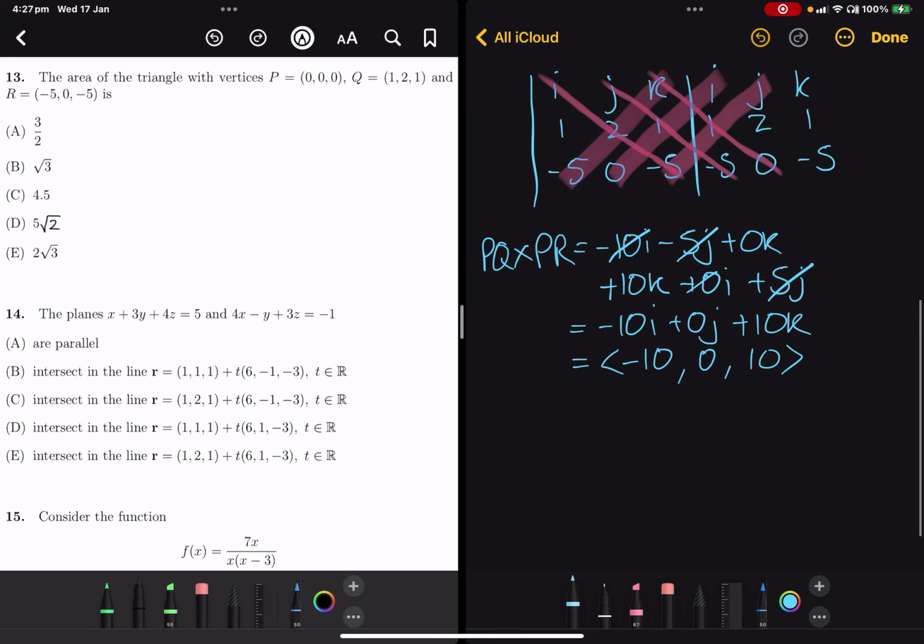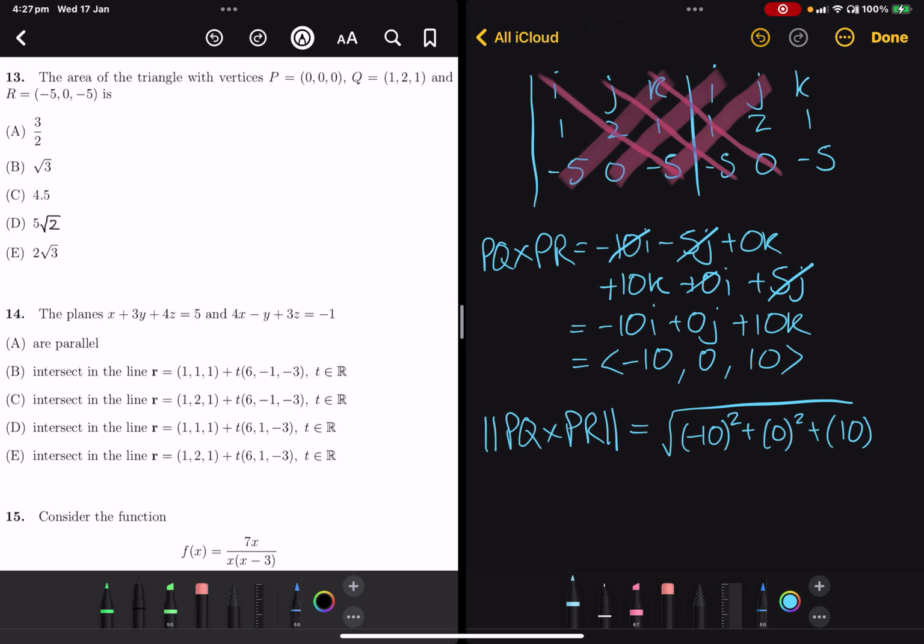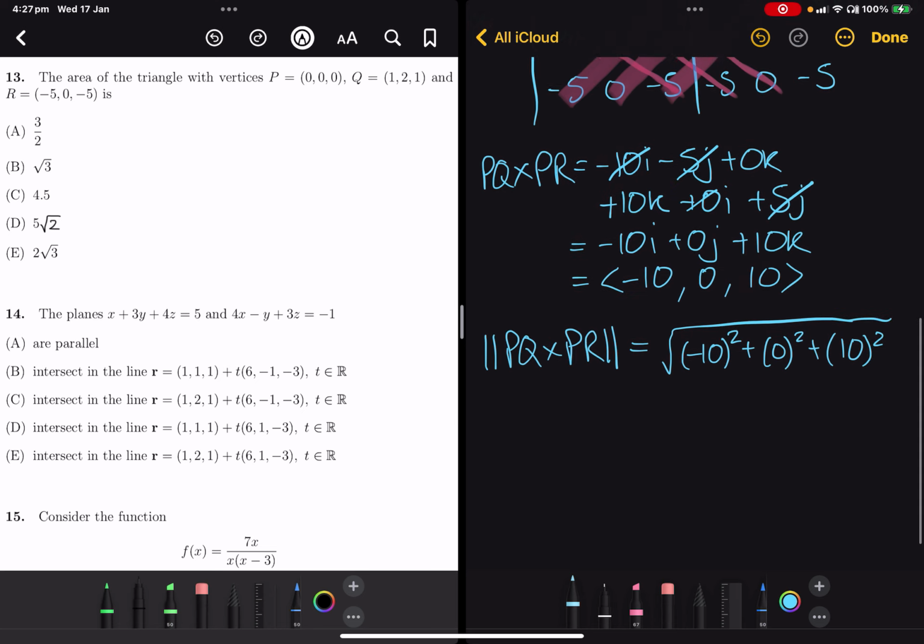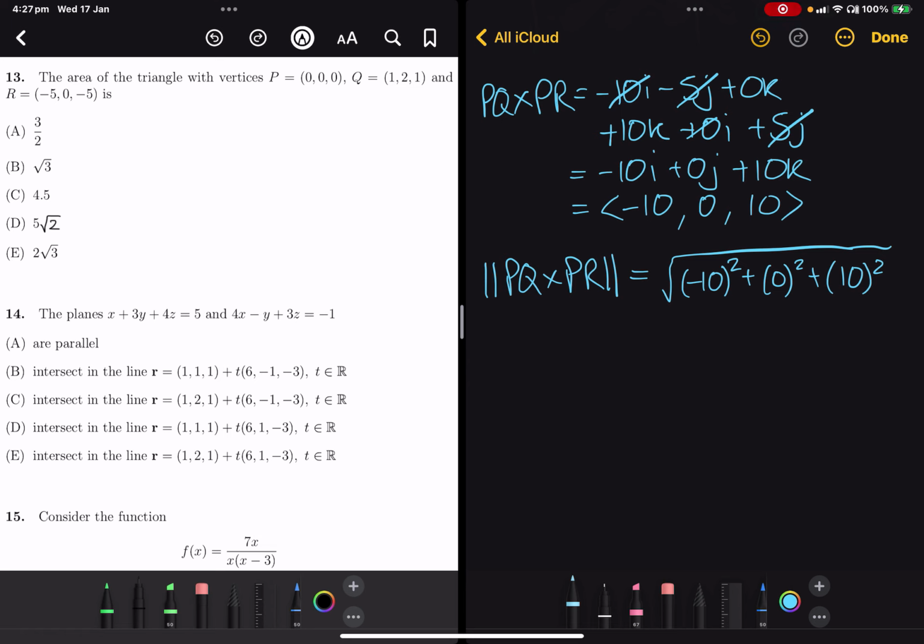So now we need to find the norm of this vector. This is just the square root of the sum of squares of its components. So the norm of PQ cross PR, this is just the length of the vector really, is equal to the square root of the sum of squares. So this is -10 squared plus 0 squared plus 10 squared. Norm is actually not necessarily a hugely common terminology. It's not a terminology you have to use. You can use it, but length, so long as you're correctly describing that I'm finding the length of the cross product vector, that is the same as the area of the parallelogram formed by the two vectors.